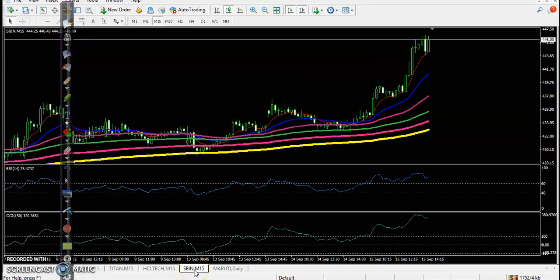Next, SPIN. That is a perfect entry point. Crossover 60, crossover 100, and bouncing off a specific moving average, forming a perfect bullish pin bar. We place a buy order a little above this candle, it triggered our entry point, and goes up from this area.